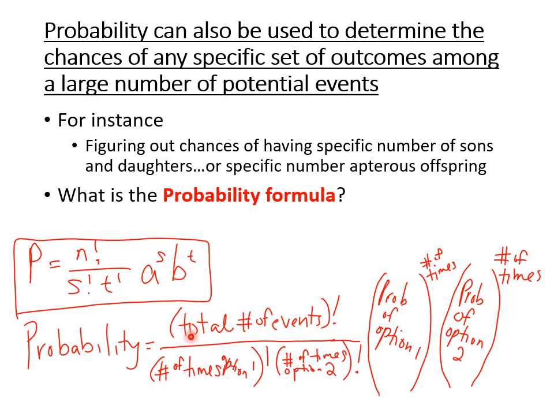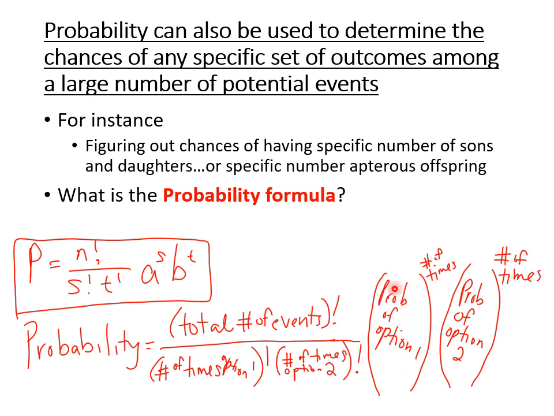We then divide it by the number of times of option 1. So for instance, option 1 in the example that we were just doing is sons factorial times the number of times of option 2 factorial, which would be the number of daughters you want. Then you multiply that fraction by the probability of option 1. In the case of sons versus daughters, you have 1/2 probability sons, 1/2 probability daughters.